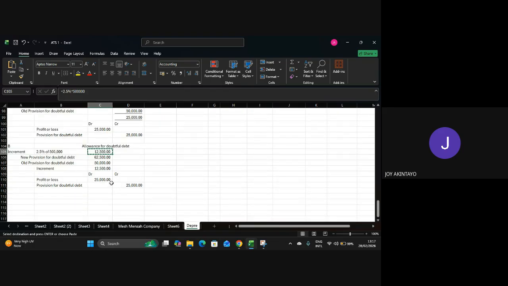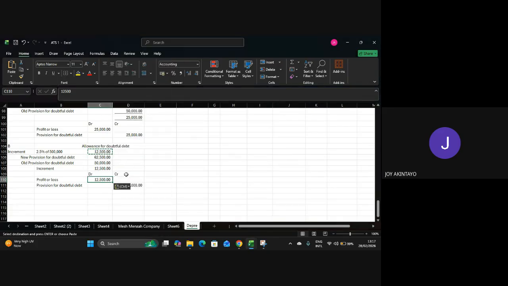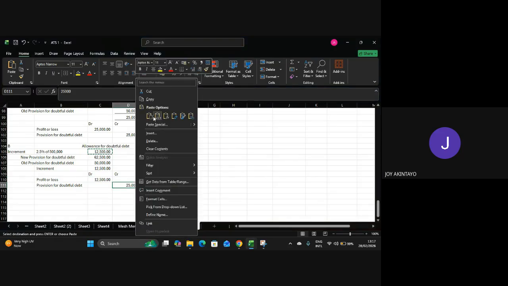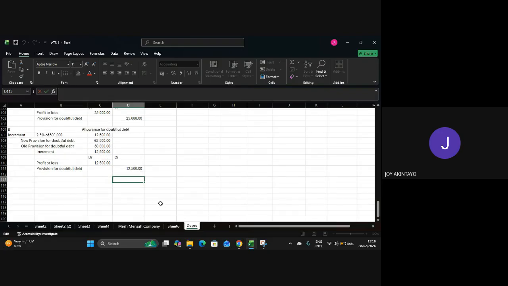But when you get to statement of your financial position, the 62,500 will be what you input, what will be deducted from your trade receivables. Are we together? So that's how to account for that. Then we'll move on to the next thing.